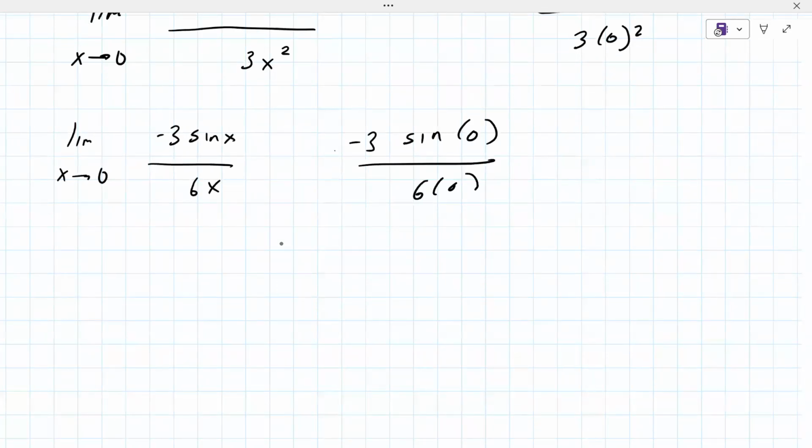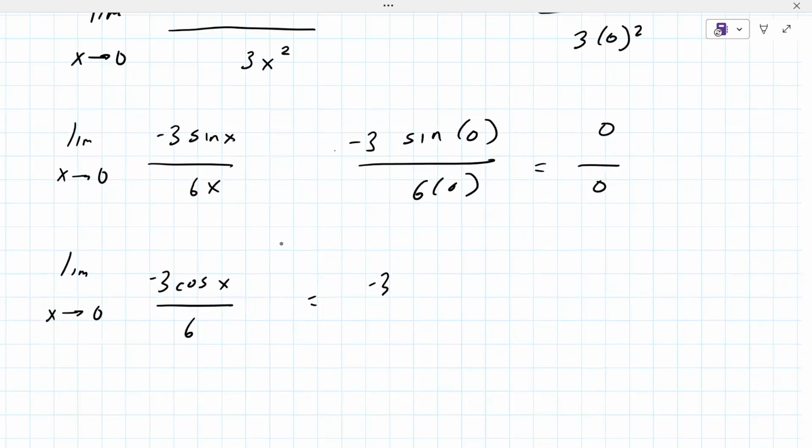All right, 6 times 0 is 0, sine of 0 is 0. So you again get 0 over 0. You might be losing hope here, but you hit that last place on 4th Avenue and they tell you, come on down, and now it finally works. You can finally put 0 in and get a number that is not 0 over 0. 3 cosine 0 over 6 is minus 1/2.